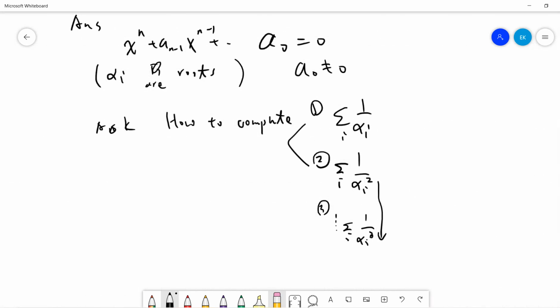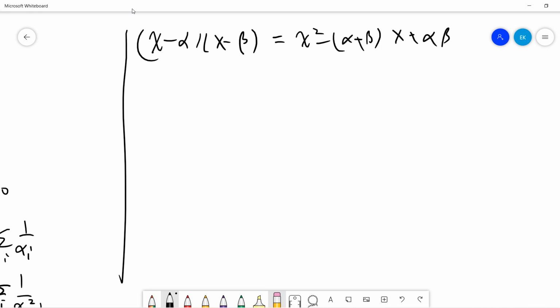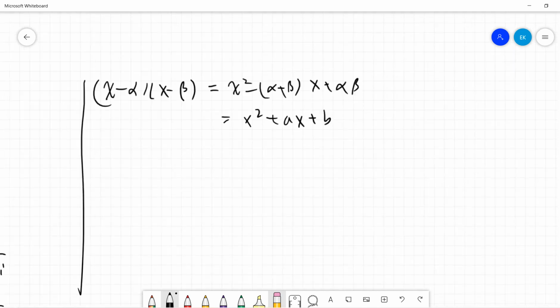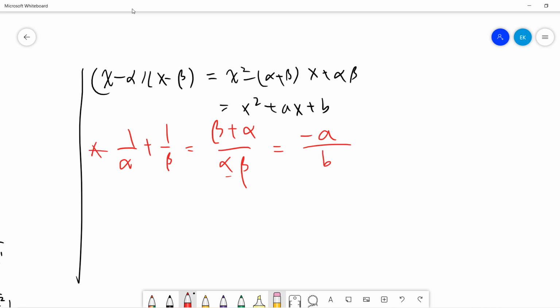Okay, so before I start, let's talk about a simple example. Suppose you got the quadratic, x squared plus ax plus b, with roots alpha and beta. In that case, alpha plus beta is negative a, and alpha times beta is b. So this is your answer.